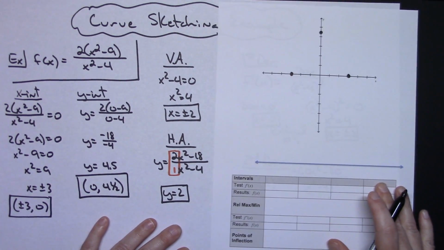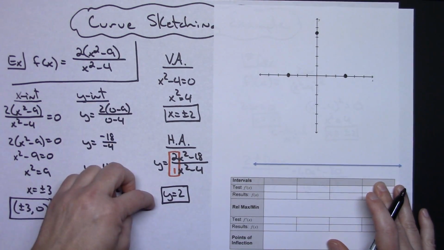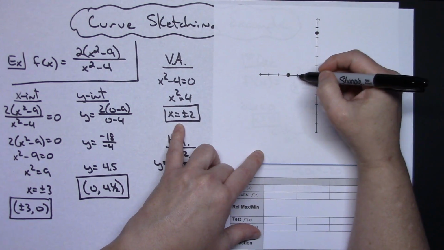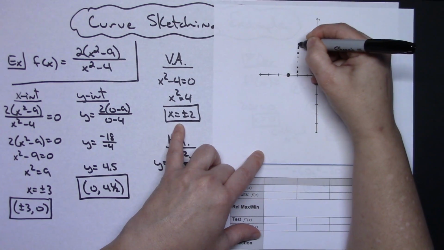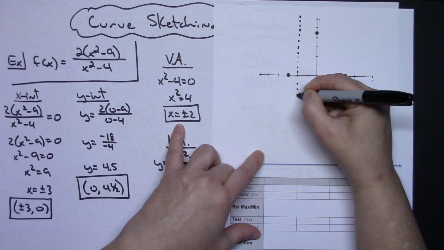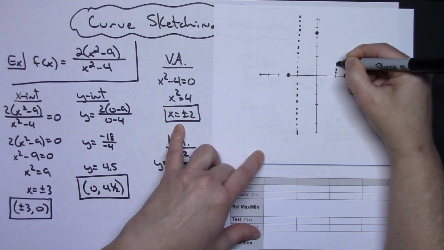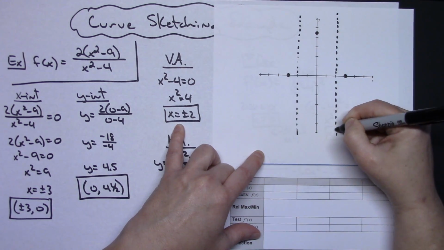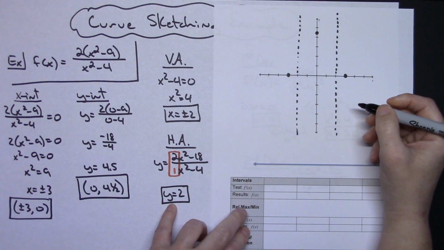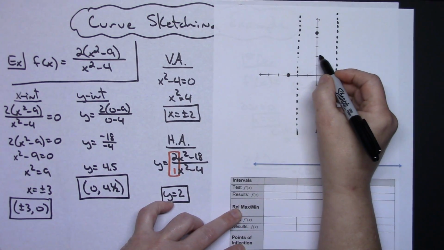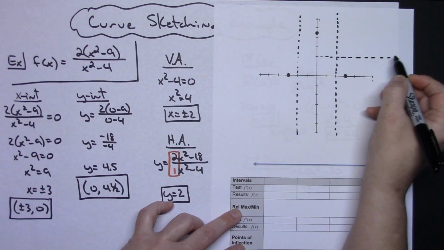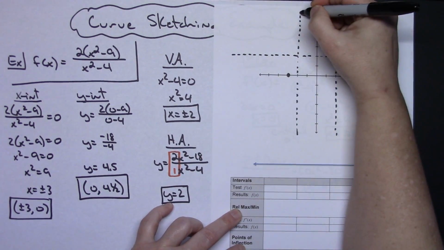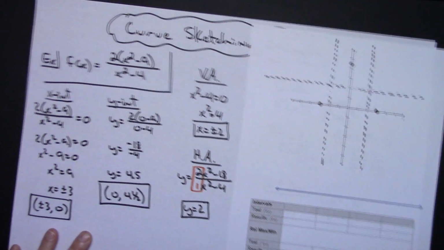Then the next thing that we said is we had some vertical asymptotes and horizontal asymptotes. So let's go ahead and put those on. Vertical asymptotes at negative 2, and another one at positive 2. And we said we had a horizontal asymptote at 2. So go ahead and put those things on because those are really easy, simple things that we can do.